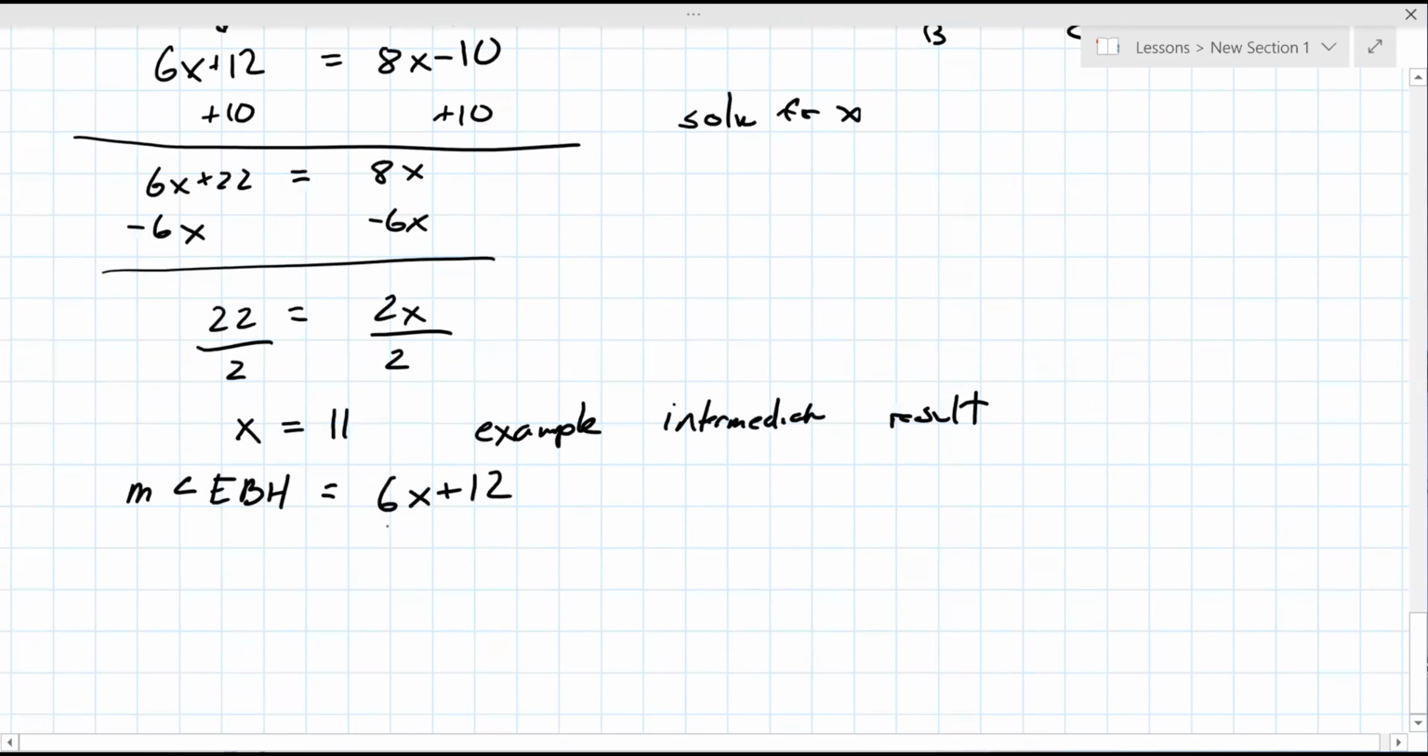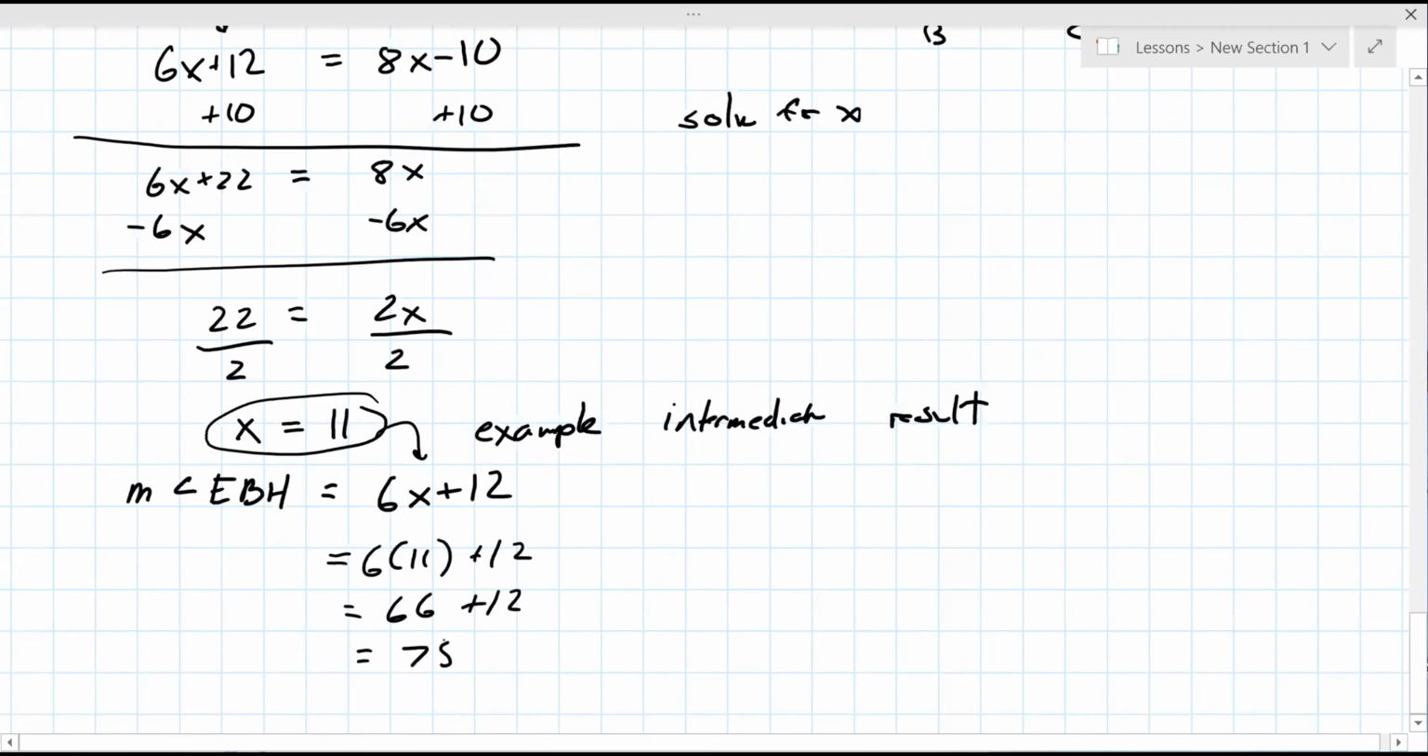So we're going to substitute x equals 11 in for x. So it's going to be 6 times 11 plus 12. So that's 66 plus 12, that's 78 degrees. Always let me know if there's something that you would like me to clarify or explain again on this. So I guess we'll go to 40.